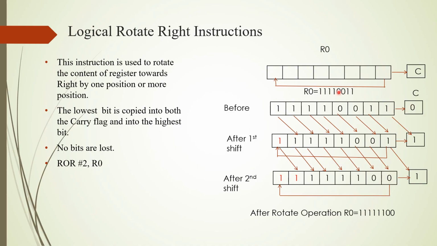You can make out here R0 contains this data. After one shift, the contents are moved towards the right from MSB towards the LSB, and the LSB content is moved to the carry flag, and the copy of this is also present in the MSB bit. In another way, the LSB bit is moved to the MSB bit. Like this, the rotate operation is carried out 2 times because the count is 2 here.